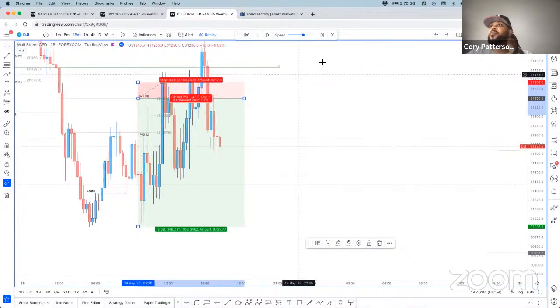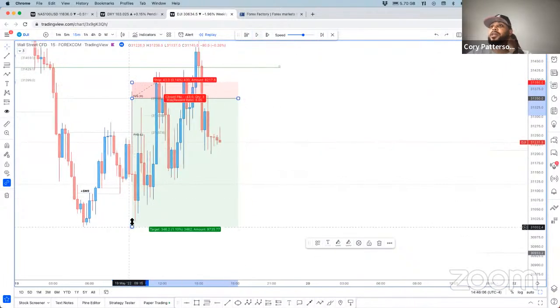But we would have had more than enough opportunity, once we were down here one, two, three times, to maximize this trade before it came back up. And pretty much we would have hit all our targets. Okay.